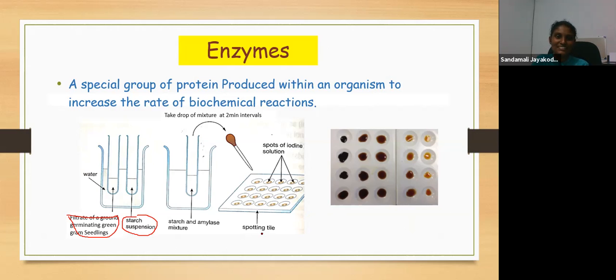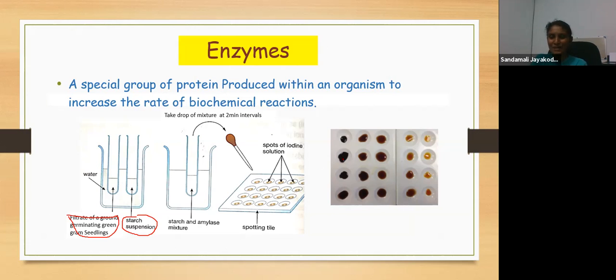What will happen to that? Starch gives blue with iodine, but at the end, no blue, only iodine. Why? Can you just guess? Or else shall I tell? Okay, I'm going to tell you.